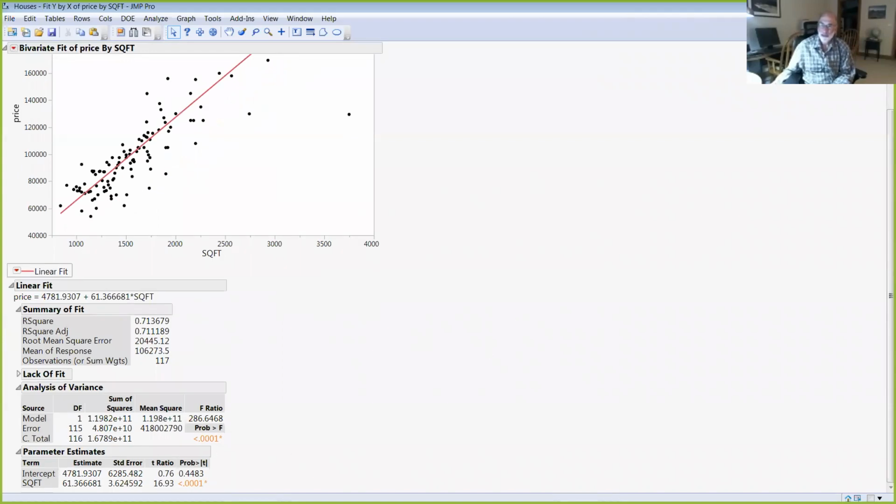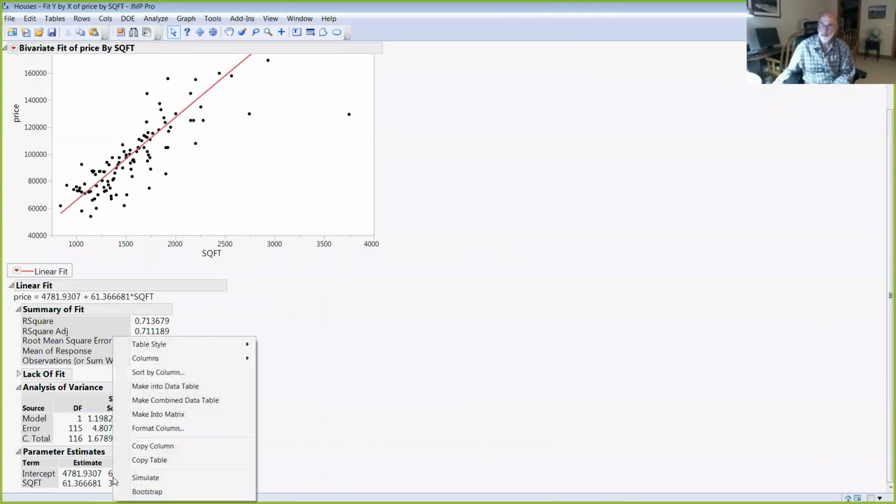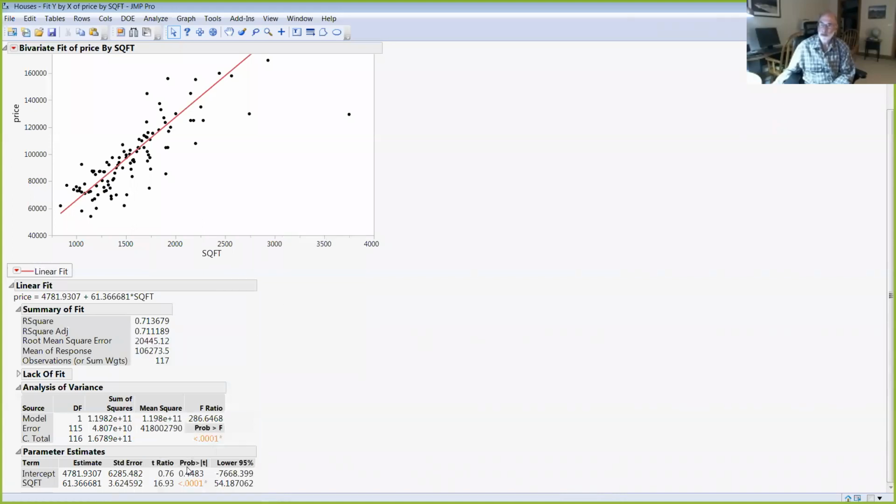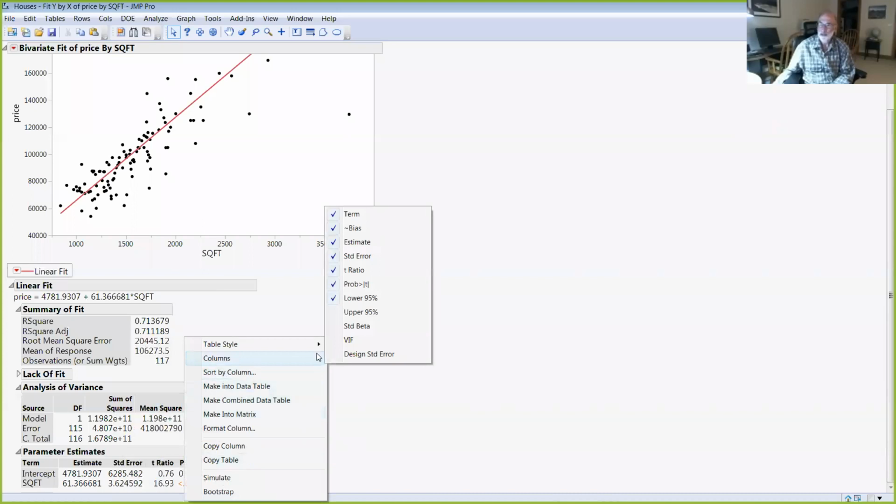We also see that there are parameter estimates here. This is the equation for the line again. Here's the intercept, and here's the square foot coefficient. The square foot coefficient is the one we're interested in. And we could actually test a hypothesis, or we could look at a confidence interval. Let's start with the confidence interval. If you right-click and go to columns, take the lower 95% and the upper 95%.